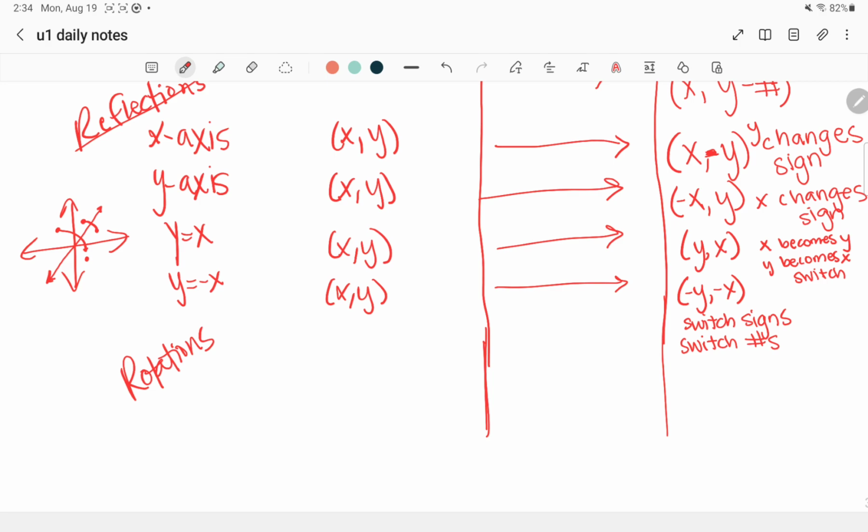Rotations. I can rotate 90 degrees, 270 degrees, or 180 degrees. But our direction matters too, because I can rotate 90 degrees up this way or down. So I got 90 degrees clockwise, which is the same as 270 degrees counterclockwise. 180 is the same either way because it's a half turn. So we end up in the same place whether we go clockwise or counterclockwise.